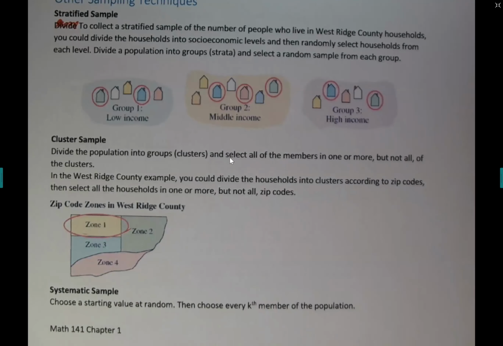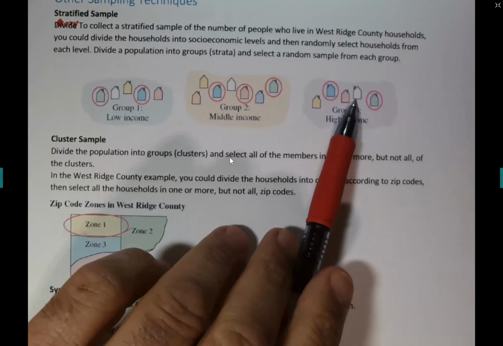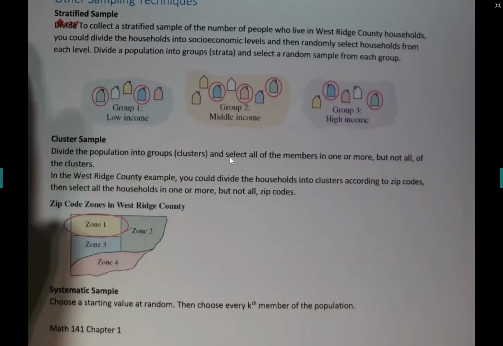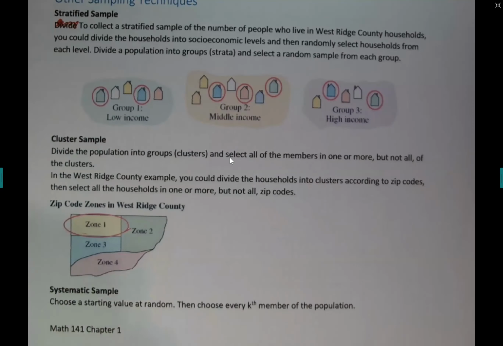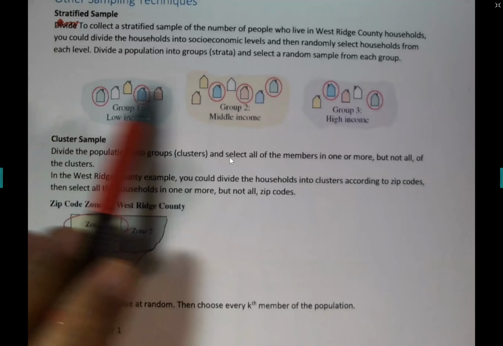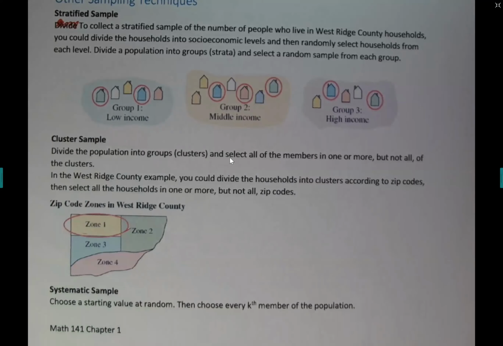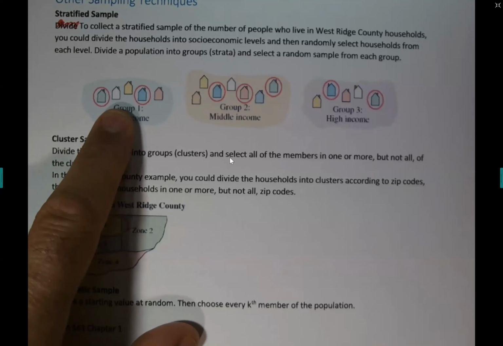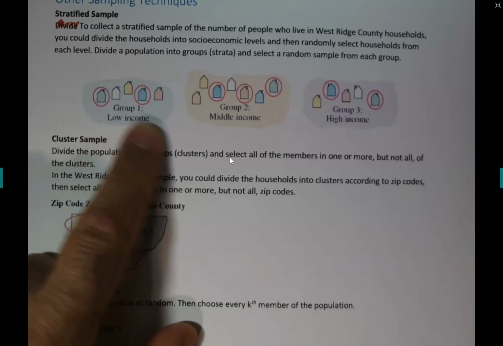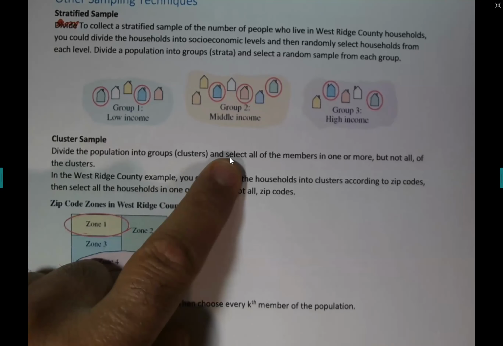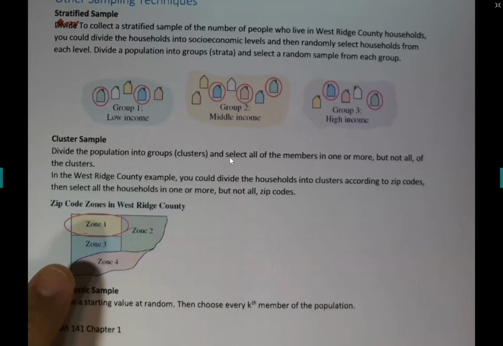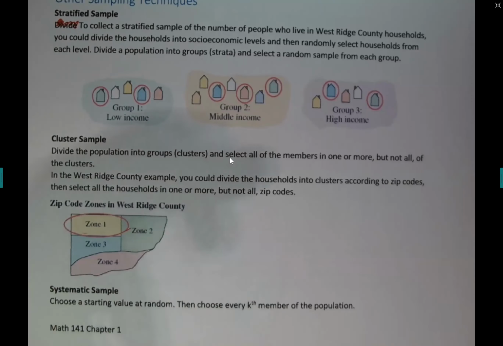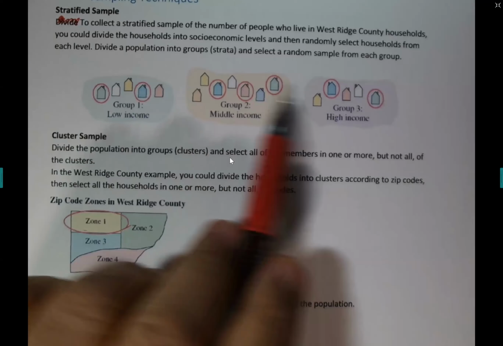So if you want to do a cluster here for this example, you just put them in different incomes and select the entire group 1 or entire group 2 or entire group 3. But that wouldn't be fair to do it just with this example. Because if you select just a cluster sample here, let's say you just pick low income, then middle income and high income have no voice in the sample. So stratified would be better for this situation.